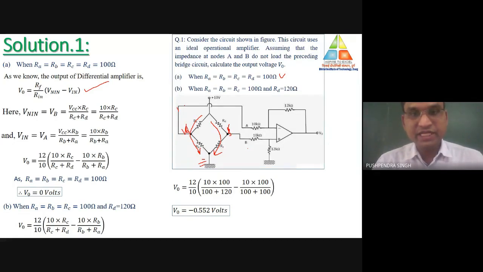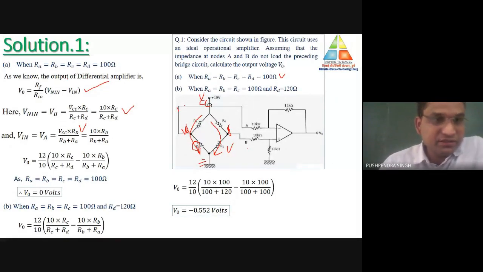How to calculate VA? VA is equal to source of supply multiplied by opposite side resistance. Just apply the potential divider rule. So VA is equal to plus 10 volt into RB divided by total resistance, RA plus RB. Another side is connected to ground, so no need to calculate that. So VA is equal to VCC into RB divided by total resistance, RA plus RB. VCC is 10, so 10 into RB divided by RA plus RB. What is VB? VB is VCC into RC divided by RC plus RD. So that is the value of VB.